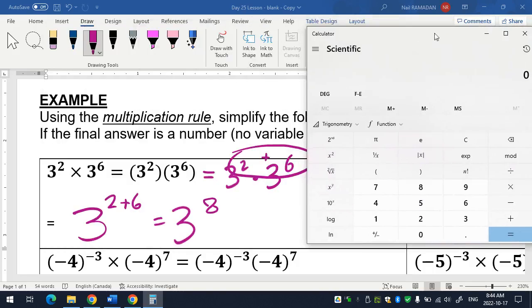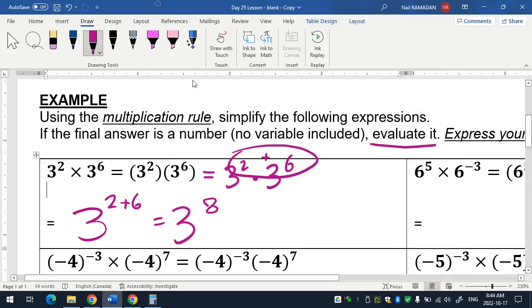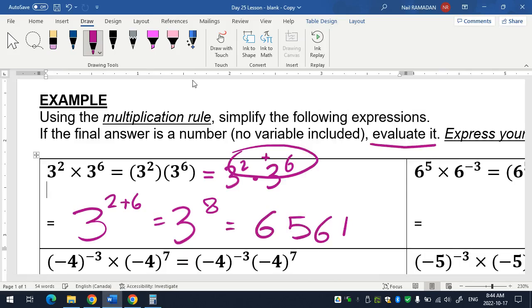3 to the power of 8. There you go: 6,561. Done. That's it. Nothing magic to it. You just add and then you just plug it in. Okay, let's look at the next one.